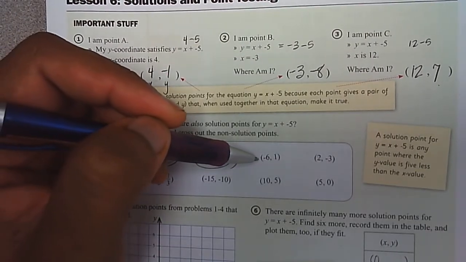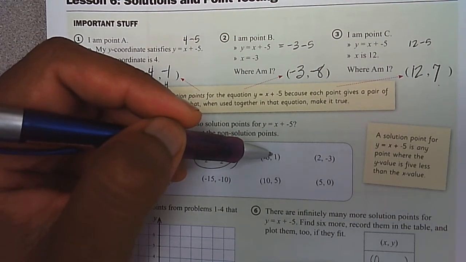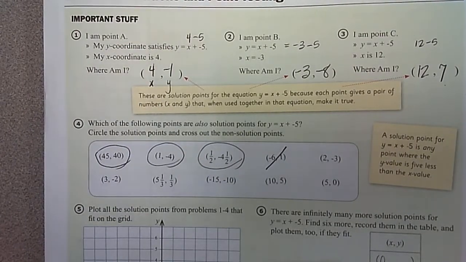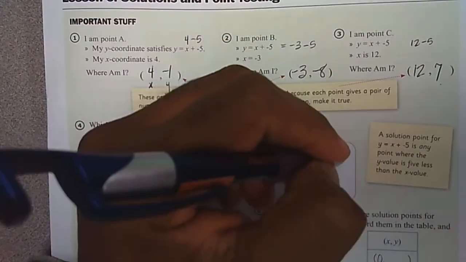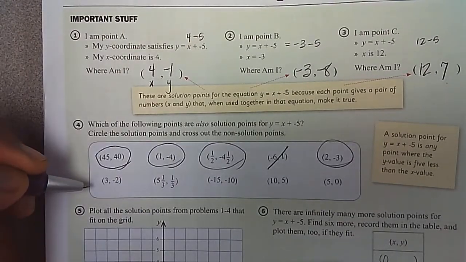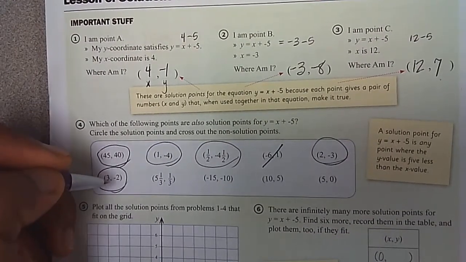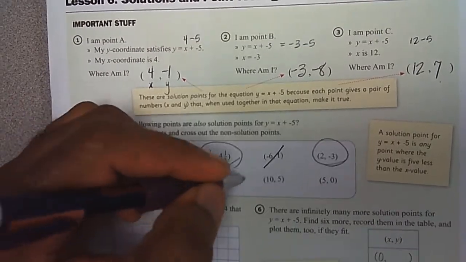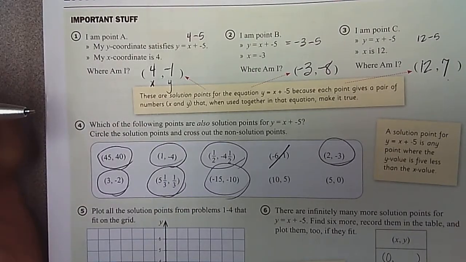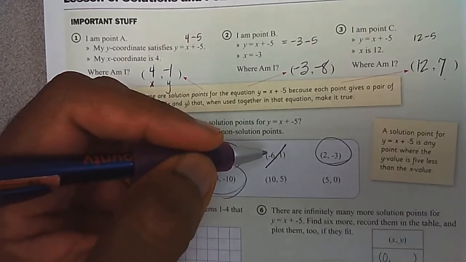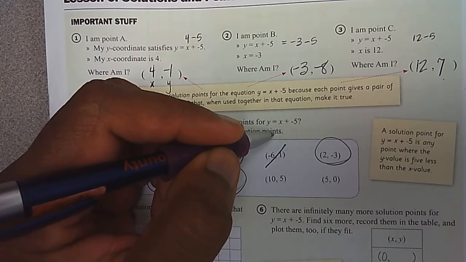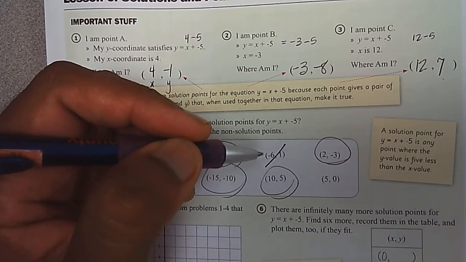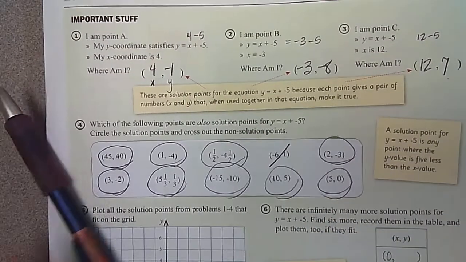That's a problem, because -6 is 6 away from 0 and then 1 more. So no, those are not 5 apart. 2 to -3, yep, that's true. 3 to -2, yes. Yes. 10 to 5. So plug in 10 minus 5, yeah. And then 5 minus 5, yep.